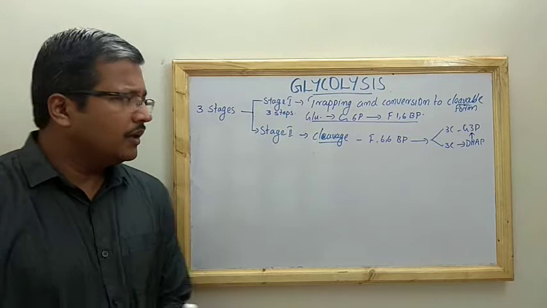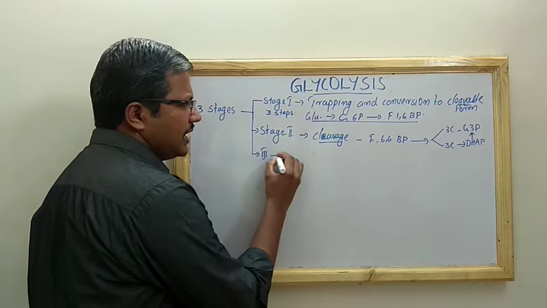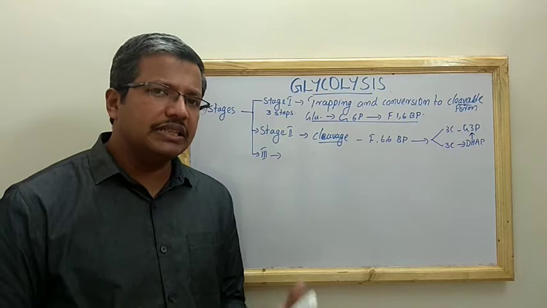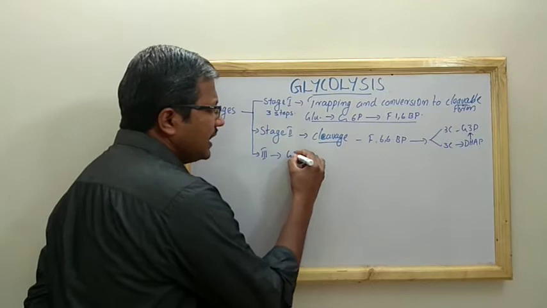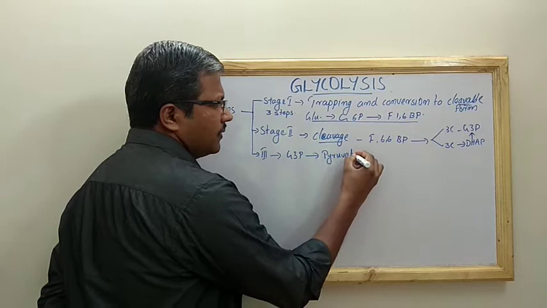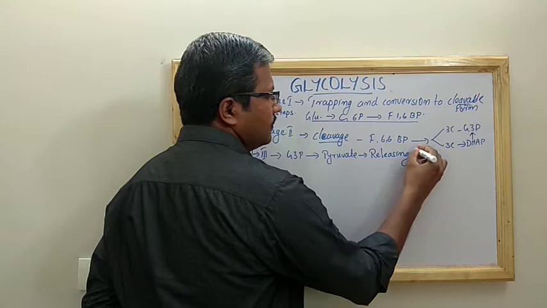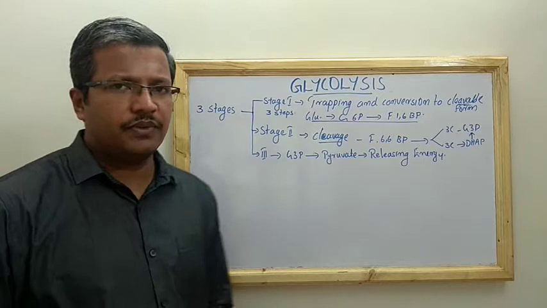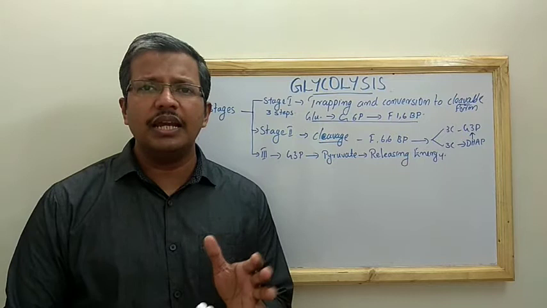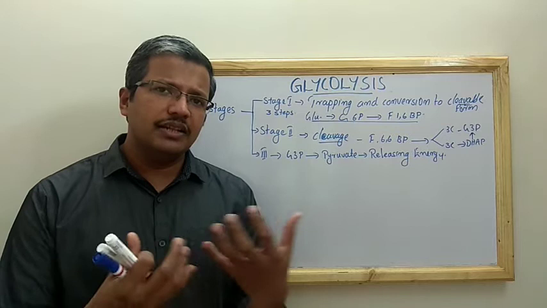Now in the third stage, stage 3, what's happening? It is actually the capturing of energy, derivation of energy from the glucose. So in that step, glyceraldehyde 3 phosphate is converted to pyruvate, and the release of energy happens. So these are the 3 stages in glycolysis. First one is the trapping and conversion to cleavable form. Second one is the cleavage, and third one is the derivation of energy from the compound.